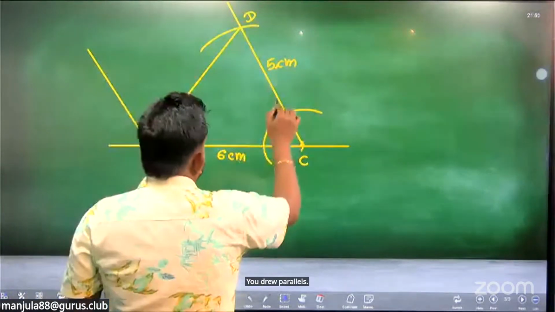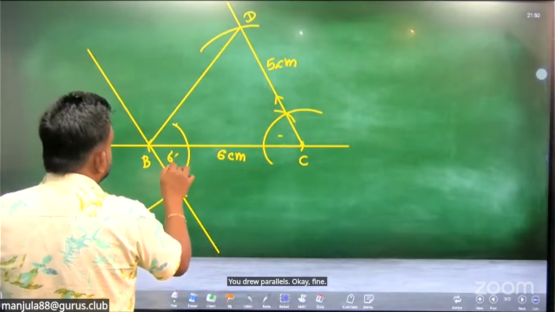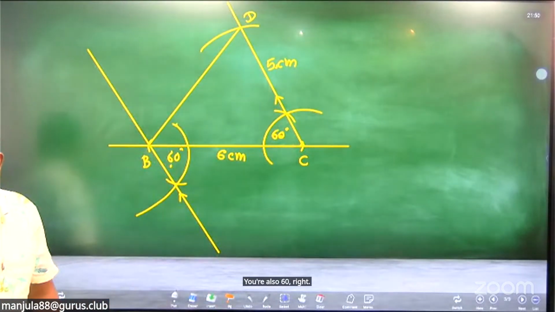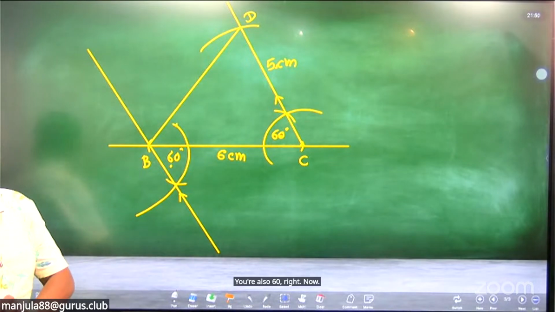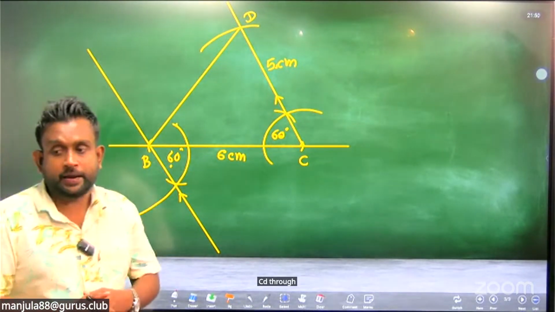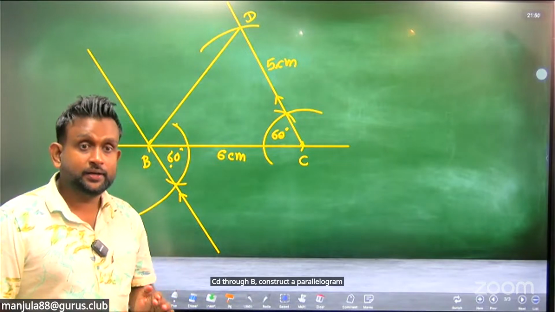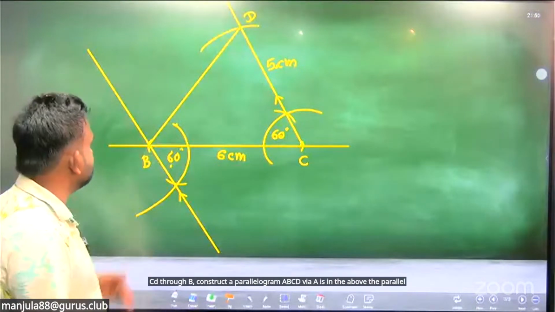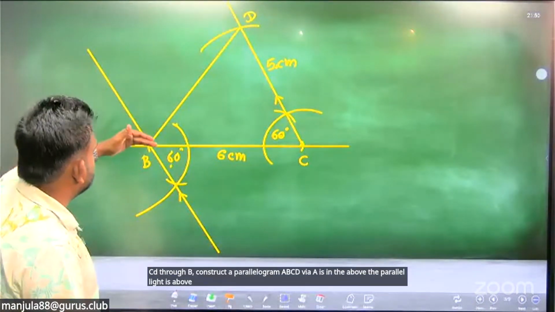Okay, fine. You also 60, right? Now, CD through B, construct a parallelogram ABCD where A is above the parallel line. A is above the parallel line, right?